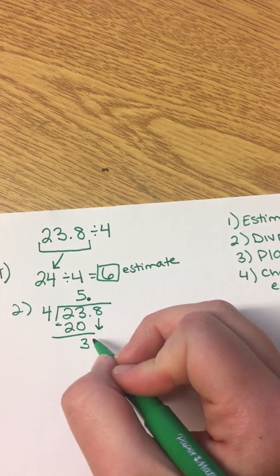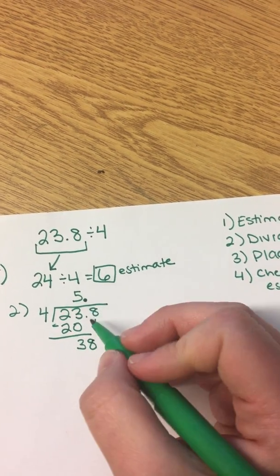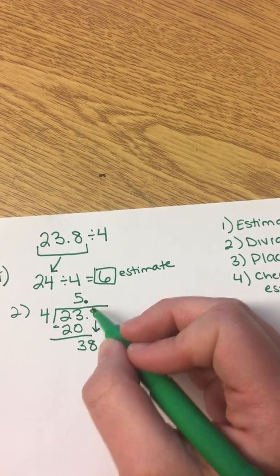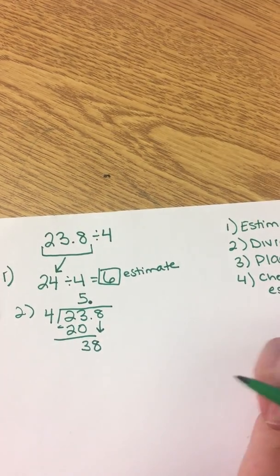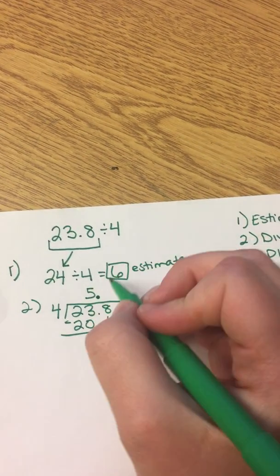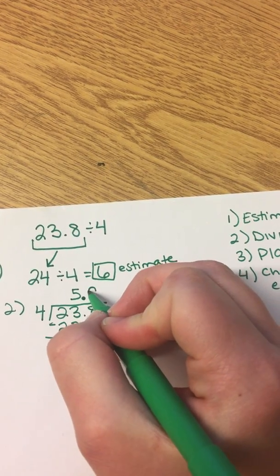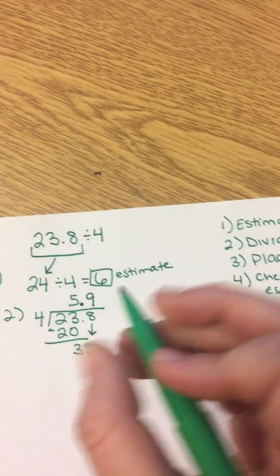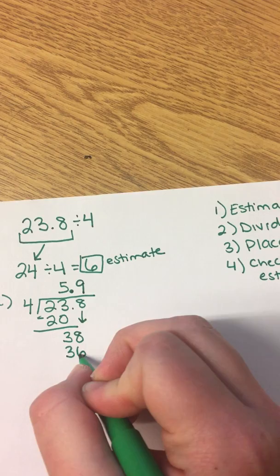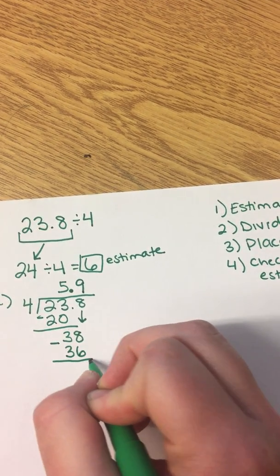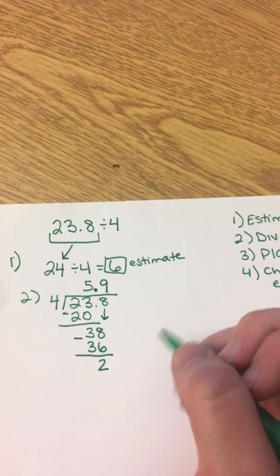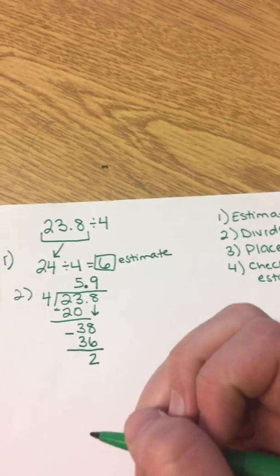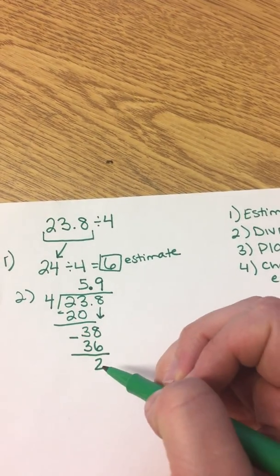So I'm going to put that up here, and then I'm going to bring down the 8. And I don't need to bring down the decimal point. I know that it's going to go here, and I can think about this like it's a 38. So then how many times does 4 go into 38 without going over? It goes in 9 times. 9 times 4 is 36. Subtract, I get 2. Now, in 5th grade, you would have said a remainder of 2, but here, we're going to keep dividing. So 4 doesn't go into 2.